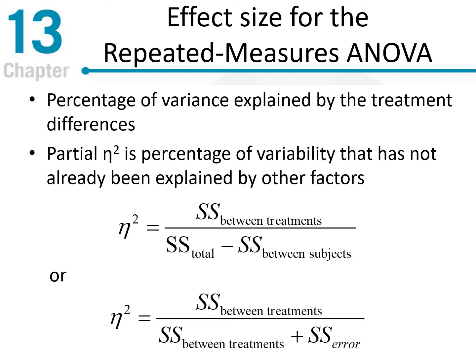If you're looking at effect size, we don't have eta squared like we did before. Now we have partial eta squared because we're not looking at all the variability. We're only looking at some of the variability. We want to look at the variability that's due to the treatment compared to the variability due to the error and the between groups sum of squares variability. In general, there's two formulas you can use. You could either use the top one, which is the sum of squares between treatments over the sum of squares total minus the sum of squares between subjects.